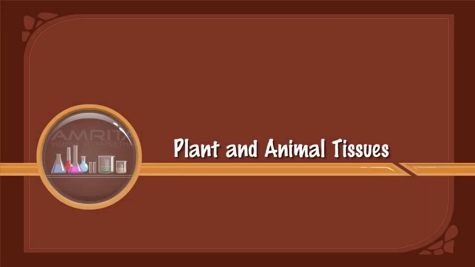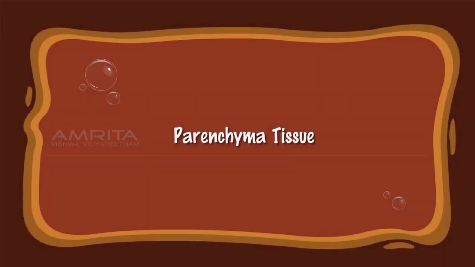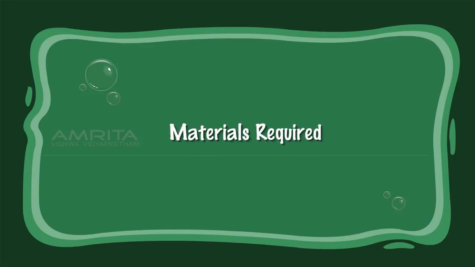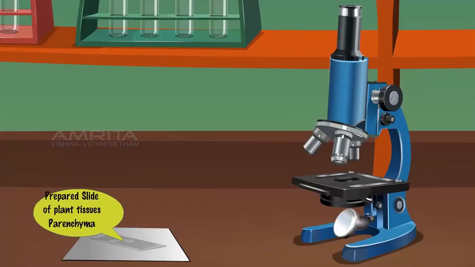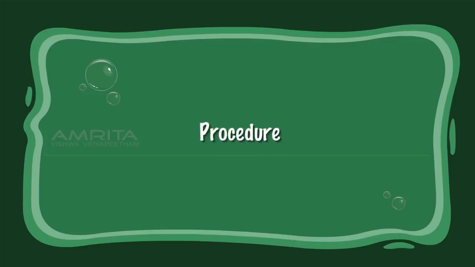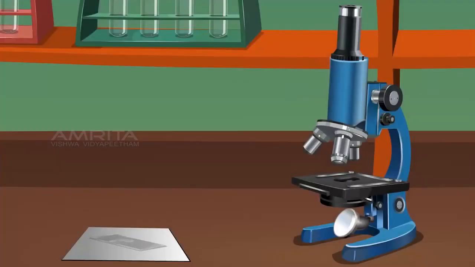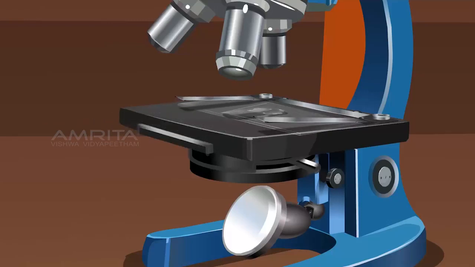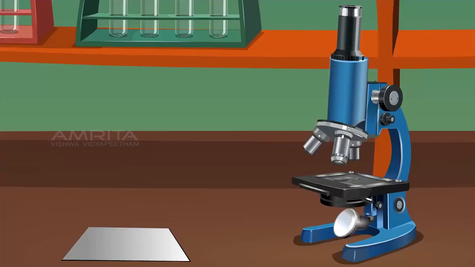Plant and animal tissues. Parenchyma tissue. Materials required: prepared slide of parenchyma tissue and a compound microscope. Procedure: place the prepared slide of parenchyma tissue on the stage of the compound microscope. Observe the features of the parenchyma tissue through the lens of the compound microscope.